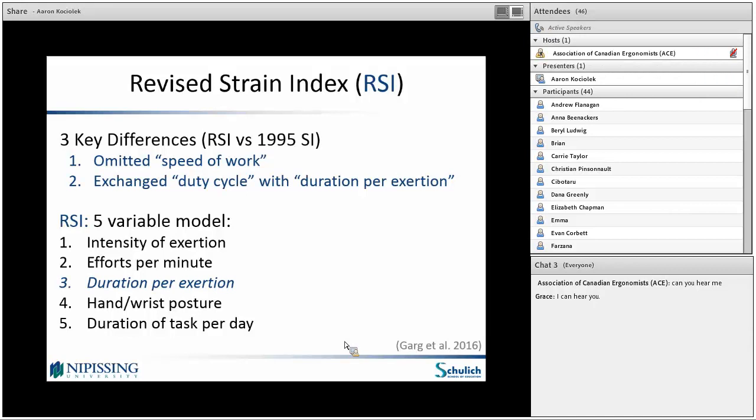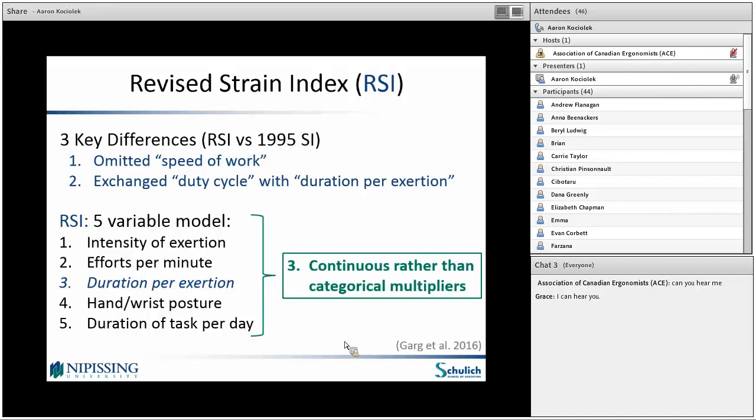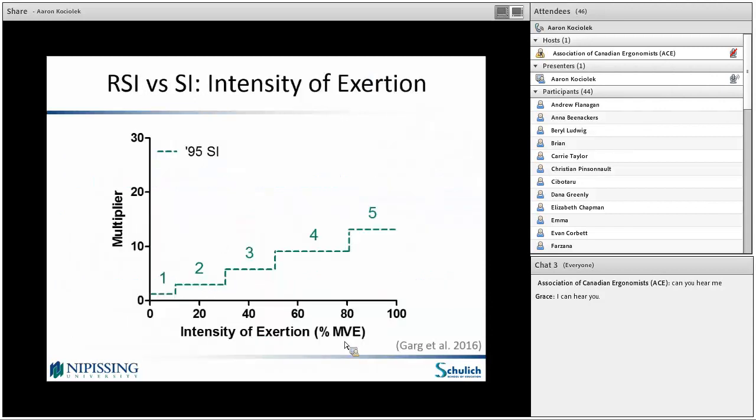And perhaps most importantly, or their largest change, is that all of these task variables are now assessed continuously instead of just being binned into one of 5 possible categories. So they believe this actually creates greater discrimination when you're assessing risk using the revised strain index. So I thought I'd just demonstrate what I mean by this in terms of this now continuous assessment.